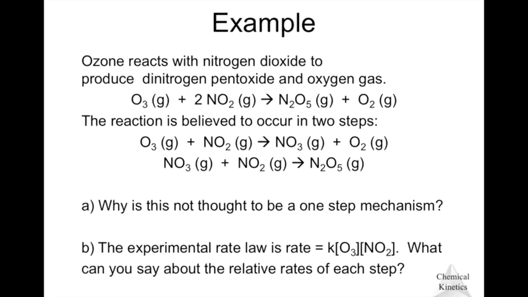So let's put this into an example. We've got this reaction here, ozone reacting with nitrogen dioxide. And we think it's going to happen in two steps. These are our two steps. And so these are our questions. Why do we think this is a two-step reaction? What's wrong with just writing it out this way? Well, what did I say about molecularity? This is a termolecular reaction, 1, 2, 3, and those are pretty rare. So we wouldn't expect that to be the case.